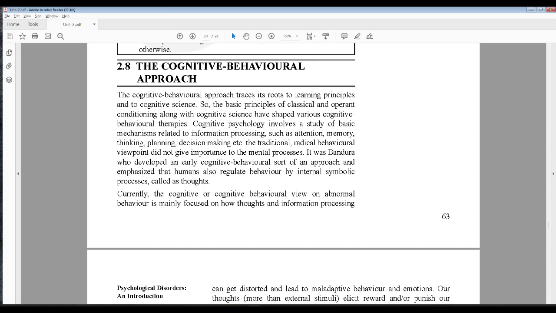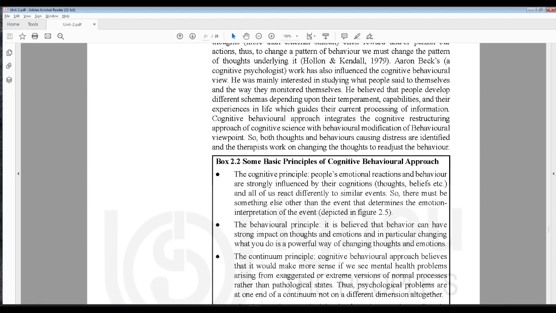Currently, the cognitive or cognitive behavioral view on abnormal behavior is mainly focused on how thoughts and information processing can get distorted and lead to maladaptive behavior and emotions. Our thoughts, more than external stimuli, elicit, reward, and or punish our actions. Thus, to change a pattern of behavior we must change the pattern of thoughts underlying it.